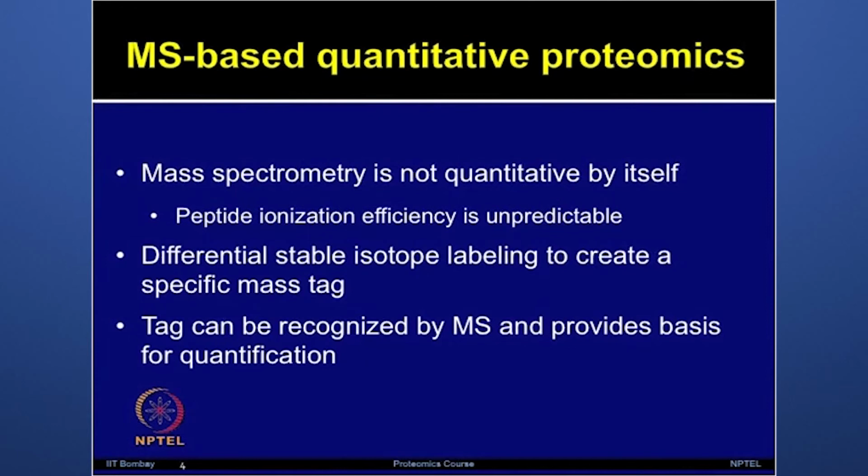So, as we discussed, mass spectrometer is not a quantitative technique by itself due to the peptide ionization efficiency, which is unpredictable. So, differential stable isotope labeling is used to create specific mass tags. The different types of mass tags which are currently very promising for various quantitative proteomic applications include ICAT, iTRAQ, SILAC, as well as various other tags. So, these tags can be recognized by MS and provide the basis for quantification.